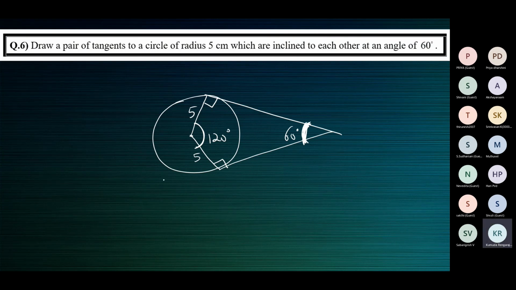Now, if they say, draw tangents which are perpendicular to each other, that means the inclination is 90 degrees. So it will be like this. You'll get a square kind of.